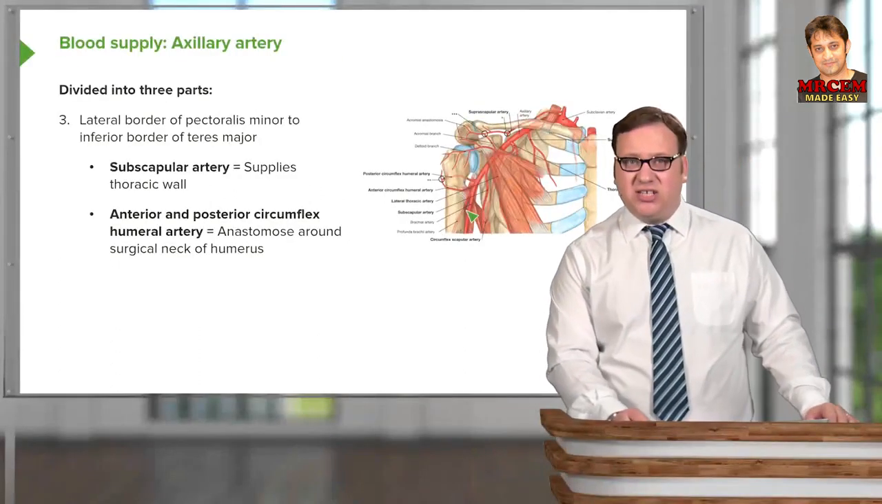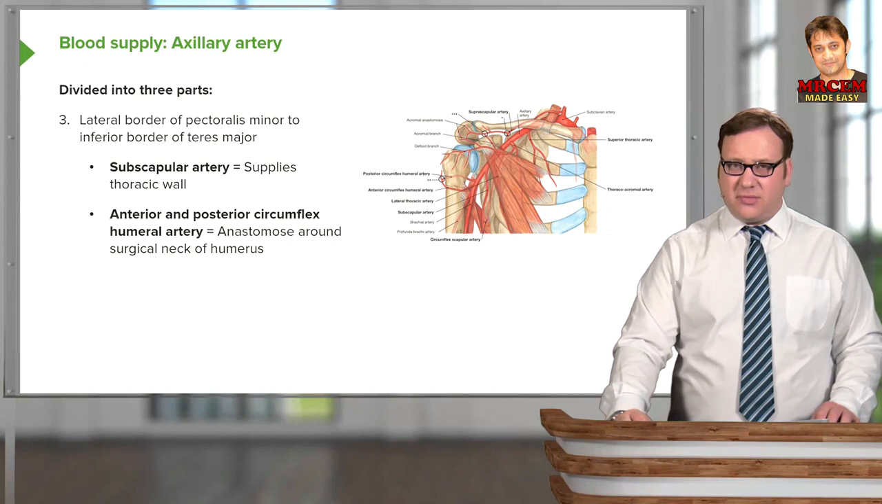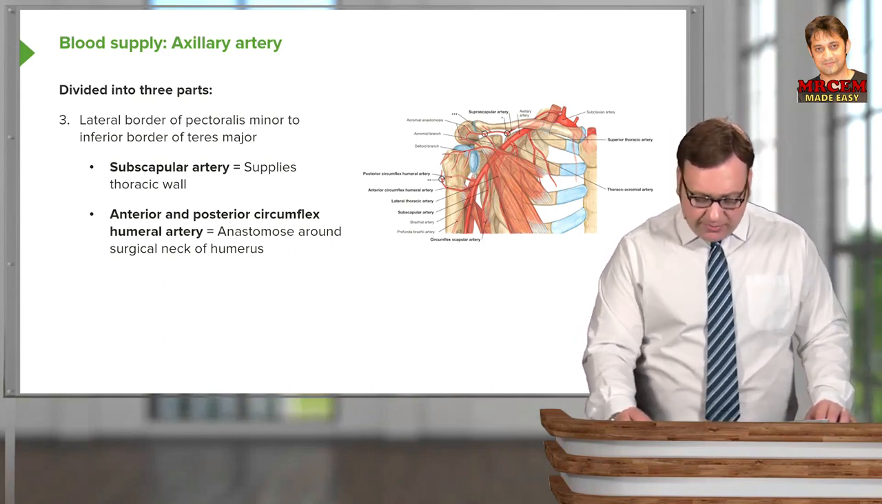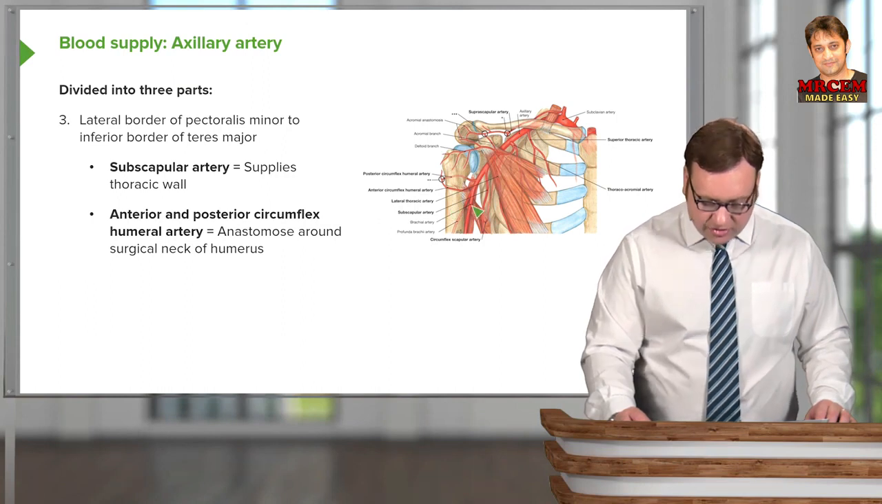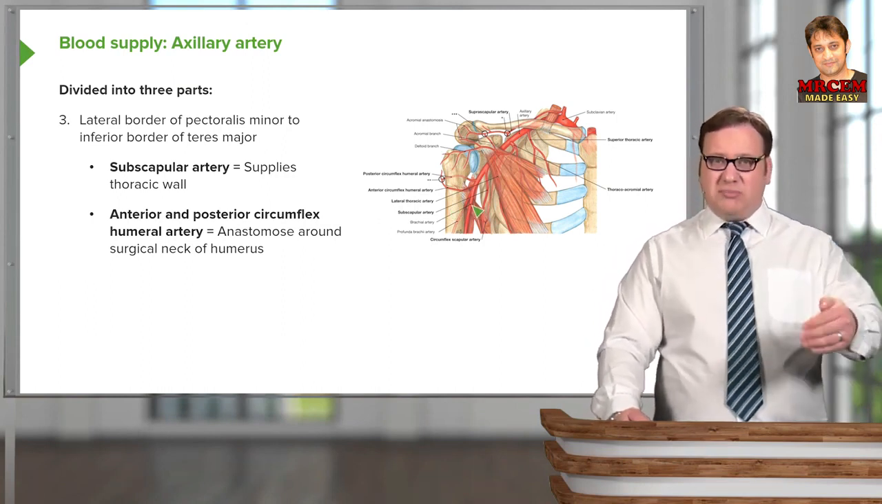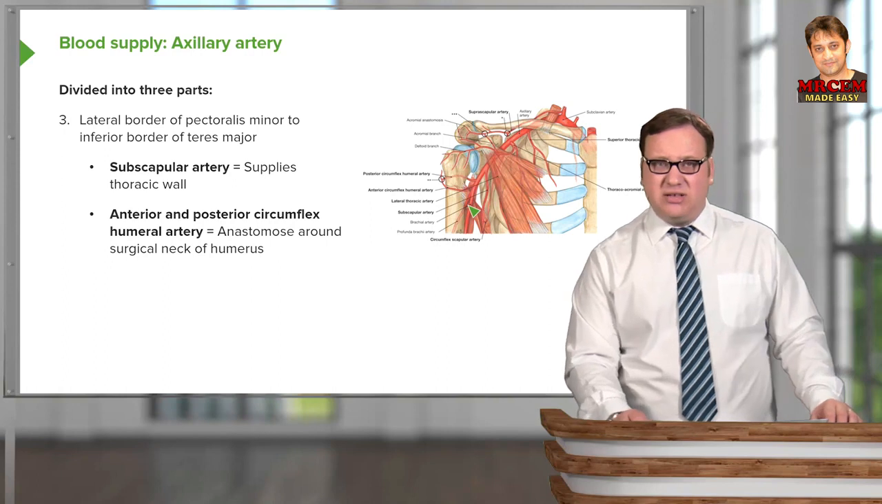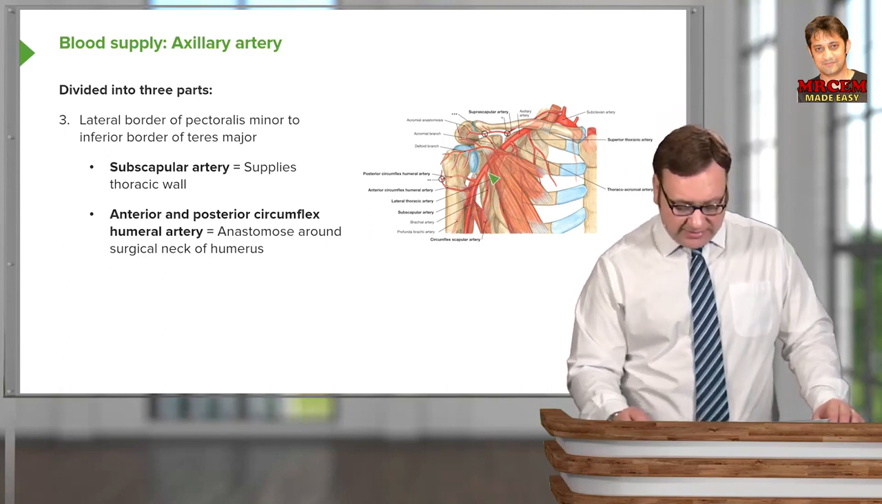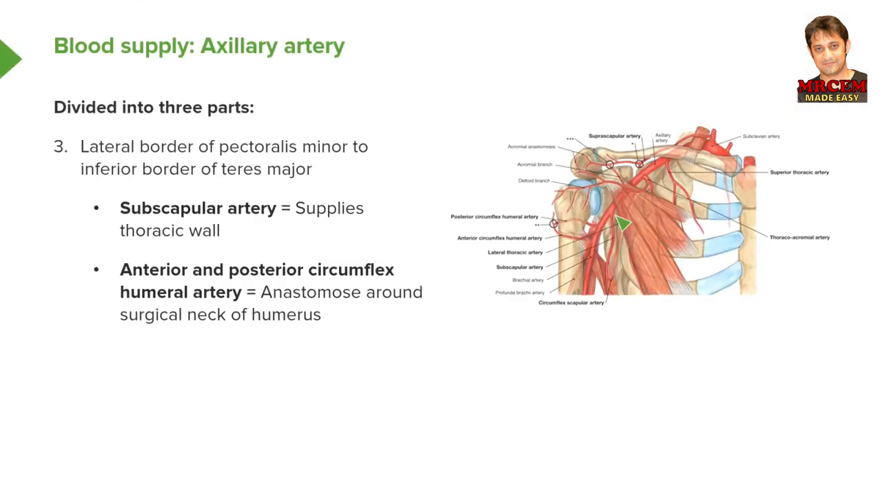And the axillary artery finishes as it passes alongside the inferior border of teres major, where it then becomes the brachial artery. So as the axillary artery passes the inferior border of teres major, it becomes the brachial artery. But within these boundaries, the third part of the axillary artery gives rise to two circumflex humeral arteries, an anterior and posterior circumflex humeral artery.